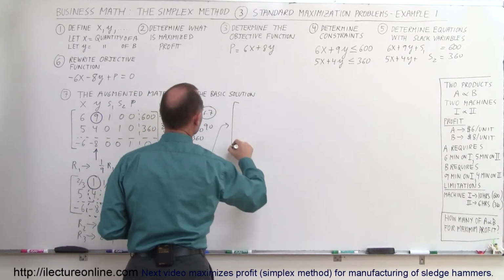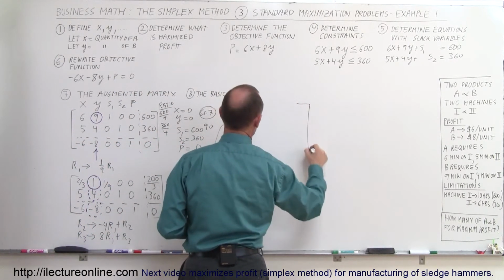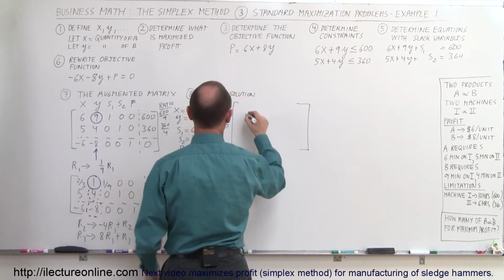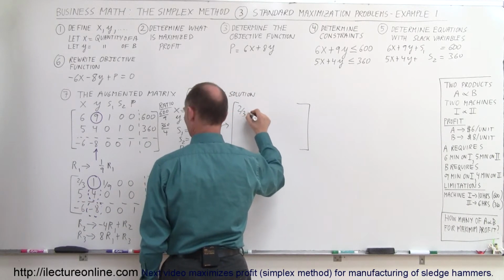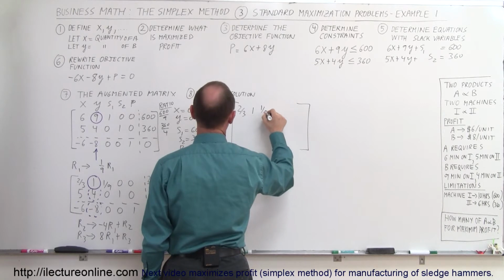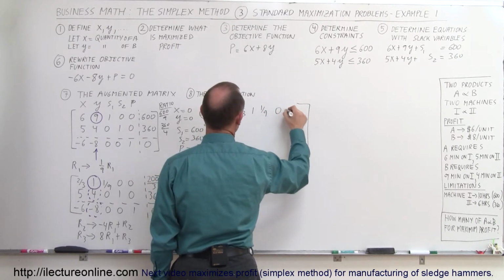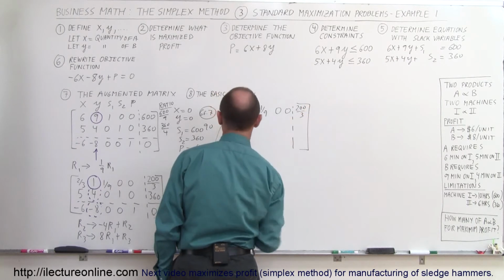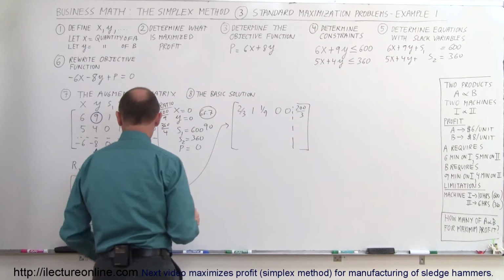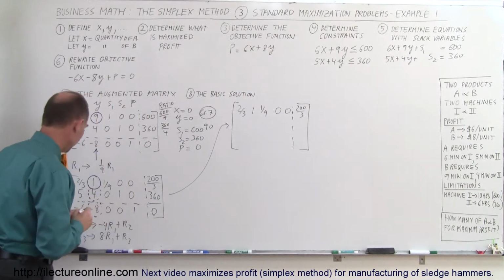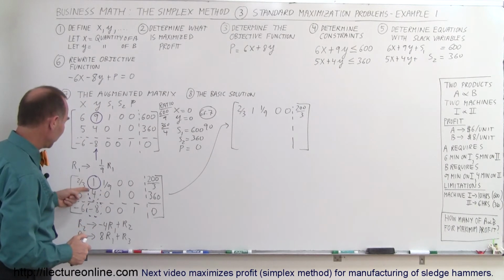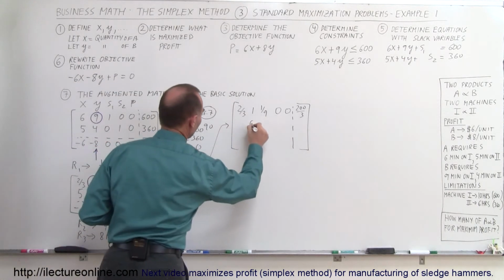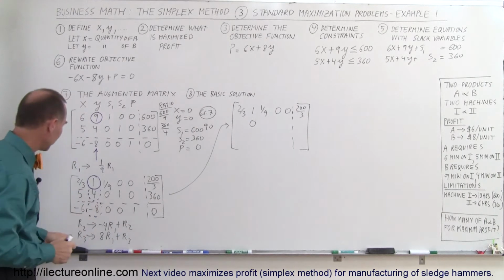So let's come up here. And my first row will not have changed. That's 2/3, that's 1, 1/9, that will be 0, 0, and 200 divided by 3. Okay, now, second row. -4 times this added to that will give me a 0. So that was, of course, the objective here. But what about the rest?